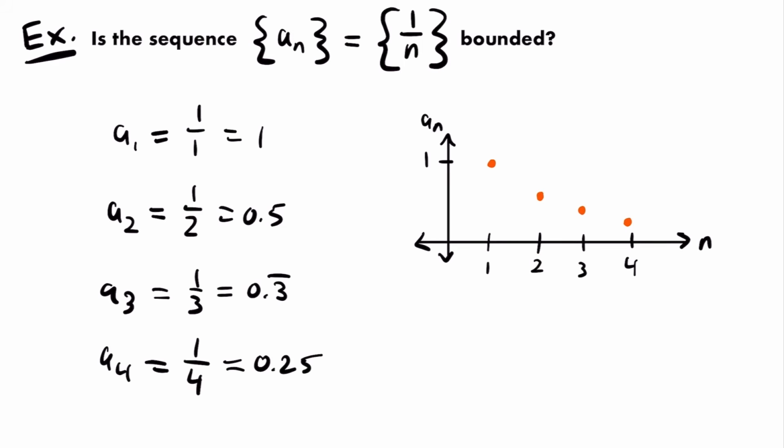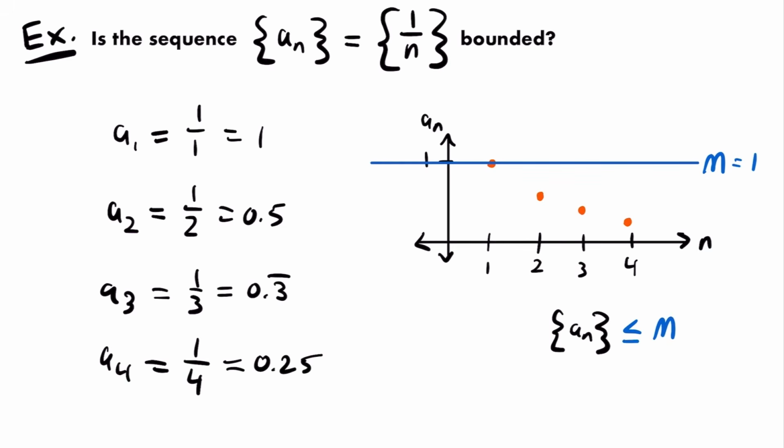Well, let's start with the upper bound. We can see from these terms that they are progressively getting smaller towards 0, and so they're never going to be greater than the initial value of the first term, and that is that a sub 1 is equal to 1. So we could say that at that value of 1, the sequence is bounded above. That is the value of m. M will be equal to 1. Our terms are never going to be greater than that value of m. And so our sequence, a sub n, is bounded above by m, and that's equal to 1. So I'm just going to erase m and write 1.